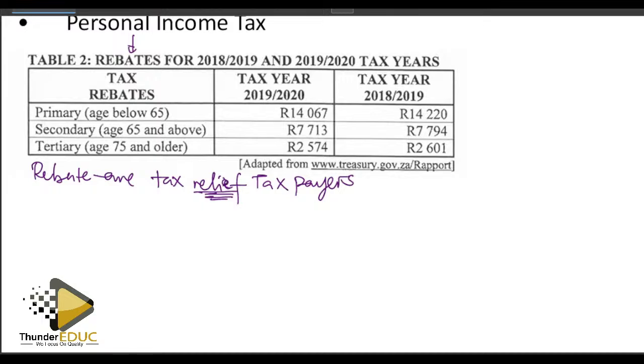You understand? If the person was supposed to pay, for example, I'm taking an example, 2019 to 2020, tax of 43,200 and he was given a relief of 14, that means I need to subtract this. Simply meaning he is going to pay less because of the rebates.